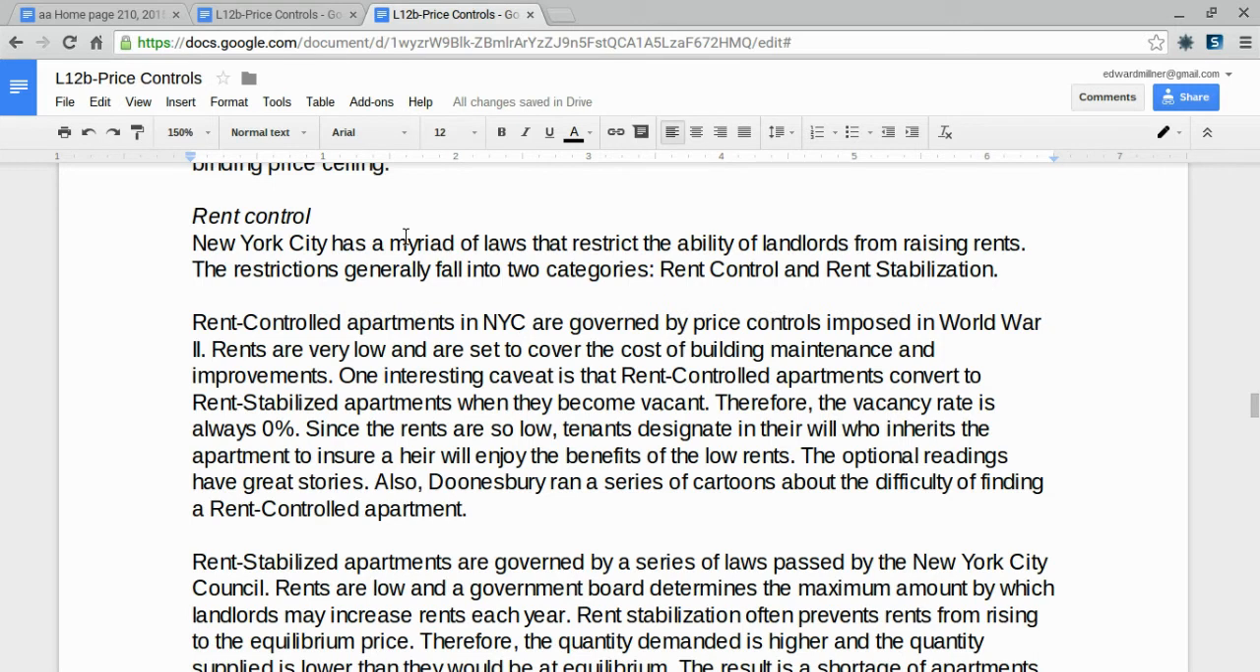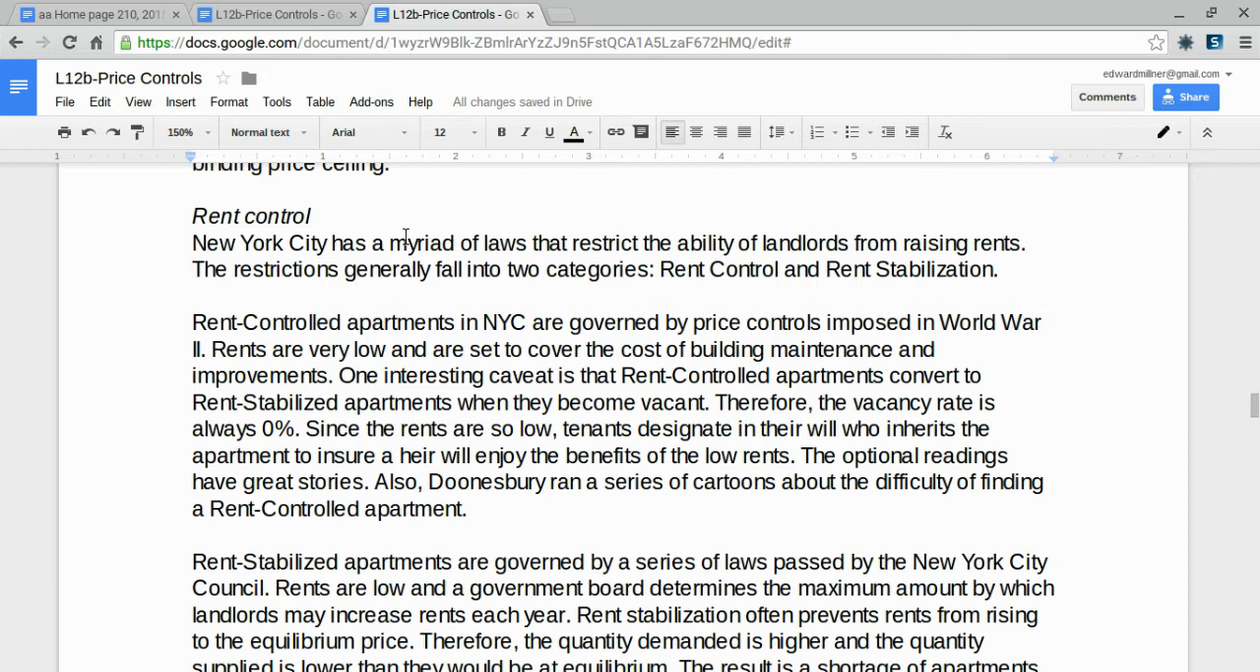Rent-controlled apartments in New York City are governed by price controls imposed in World War II. They've been around now for 70 years. Rents are very low and are set to cover the cost of building maintenance and improvements. One interesting caveat is that rent-controlled apartments convert to rent-stabilized apartments when they become vacant. Therefore, the vacancy rate is always 0%.